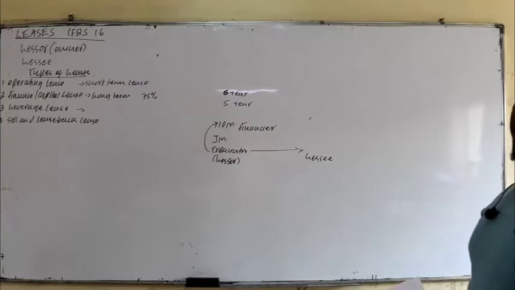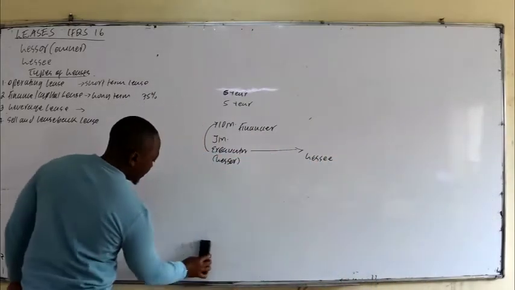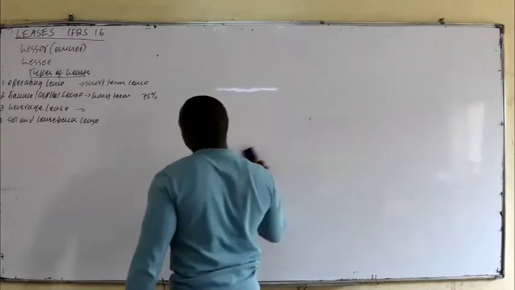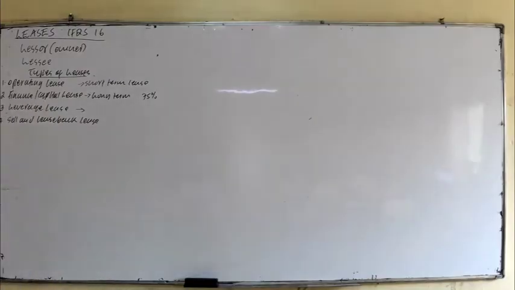And then number four, the lessee is given an option to buy the asset at the end of the lease period. Those are some of the characteristics of a finance lease.